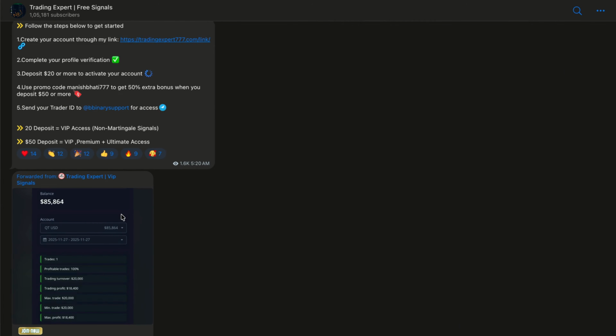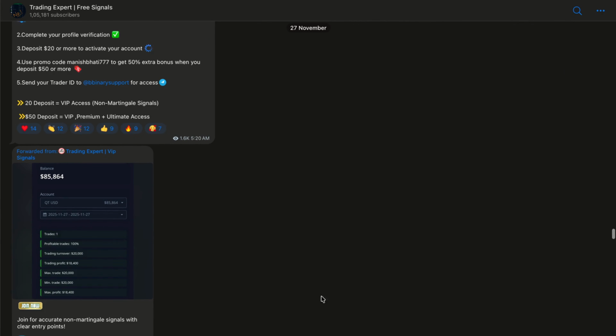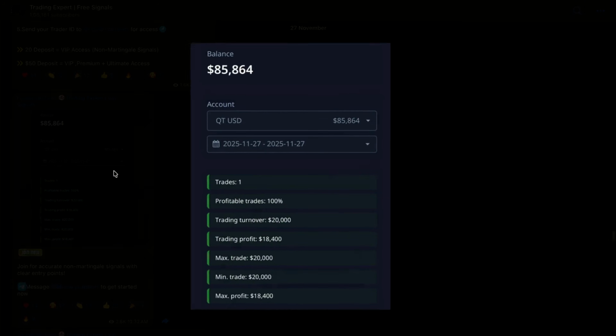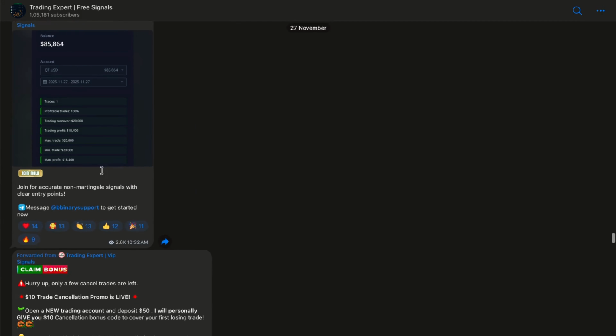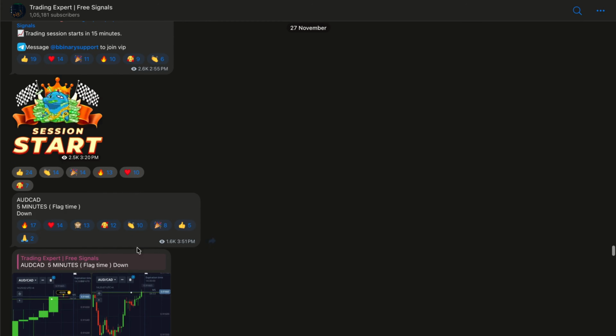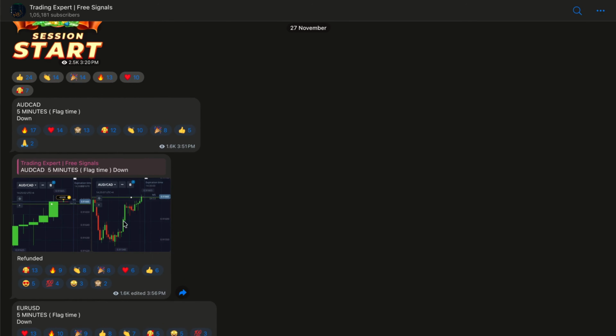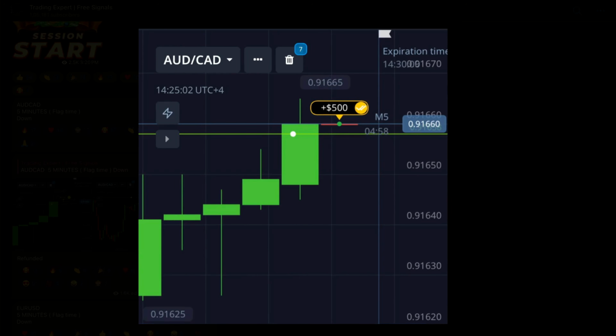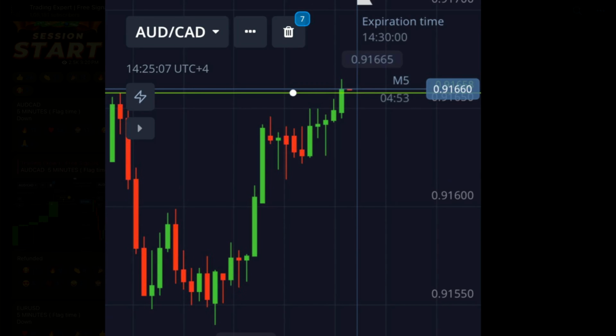So let's begin. You can set your time at 5 minutes, the flag timer. Check out our accuracy for today. So our first signal was for AUD CAD. For the downside, the session started right here. In this, our money was refunded because the trade ended on our entry point.